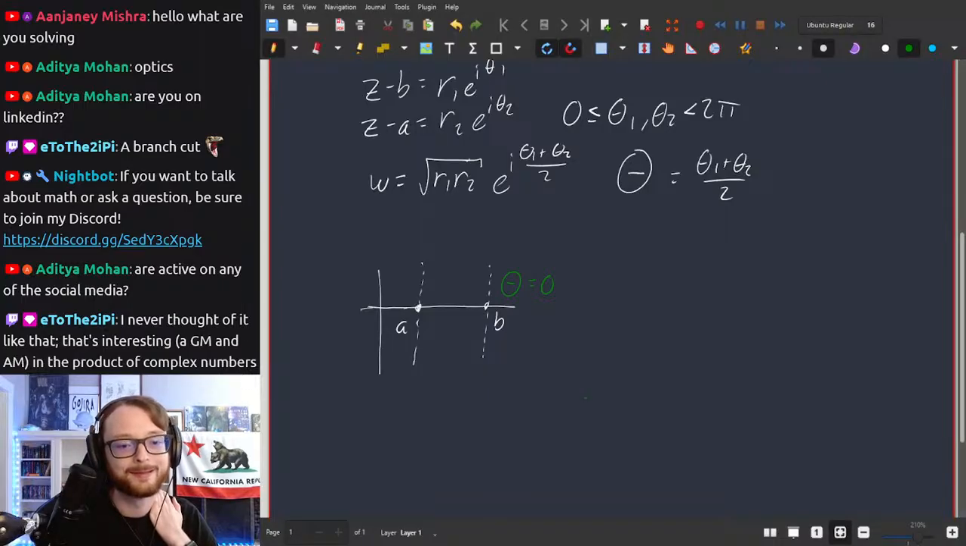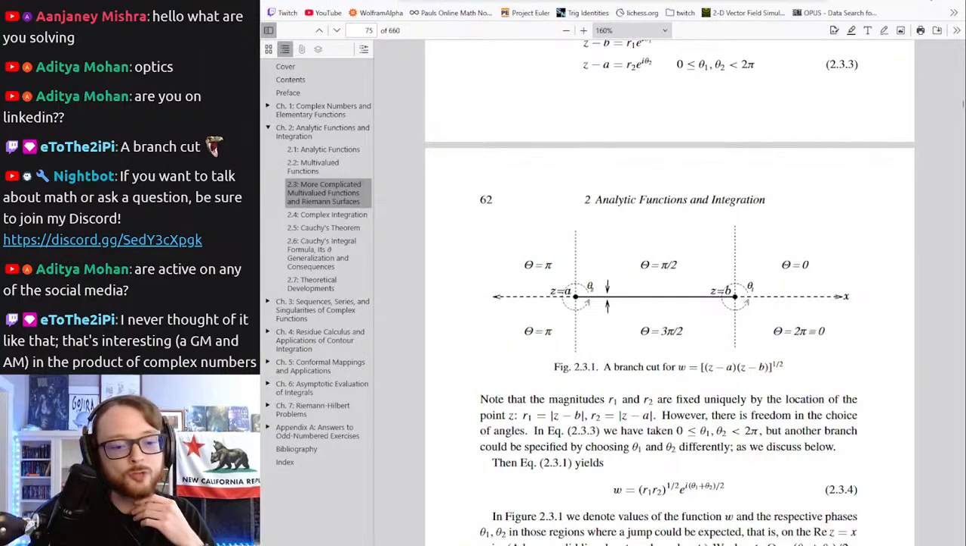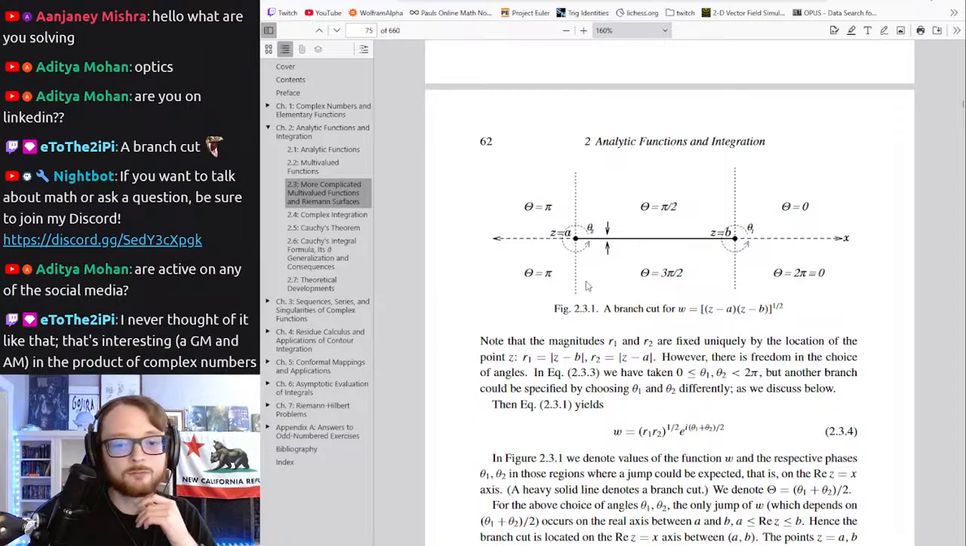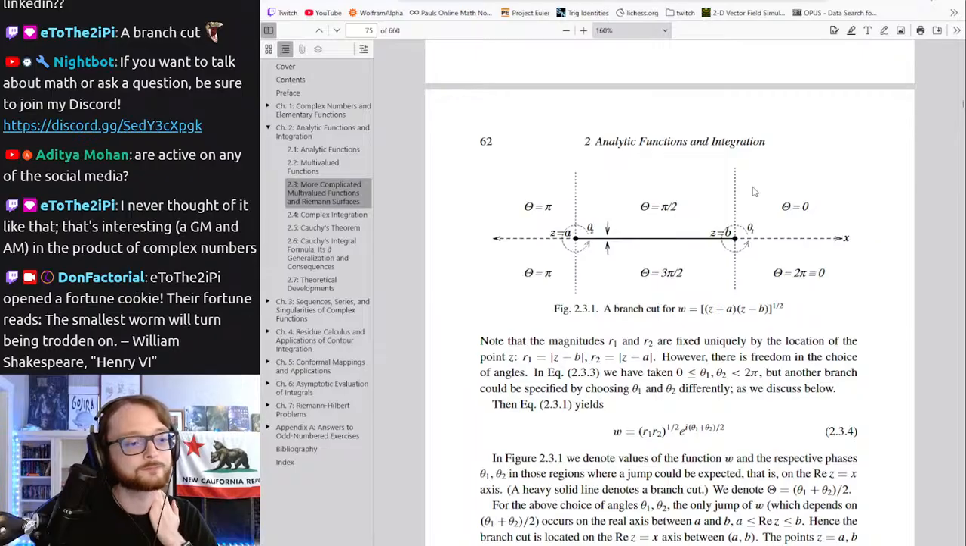It certainly doesn't equal 0 everywhere. It only equals 0, in fact, right there. So that's what I'm trying to grapple with as well. And what I'm trying to reconstruct right now is this chart they made here to demonstrate why this branch cut exists here.